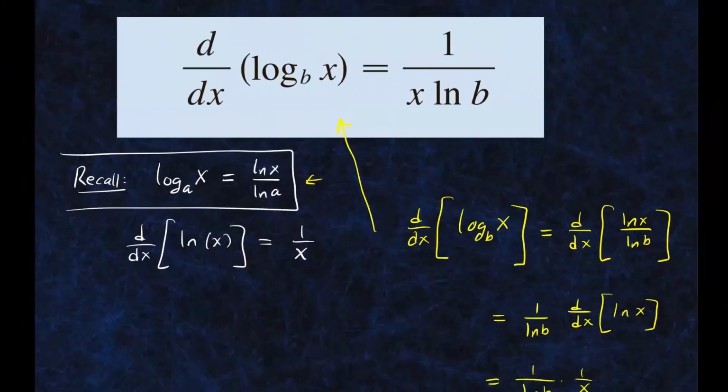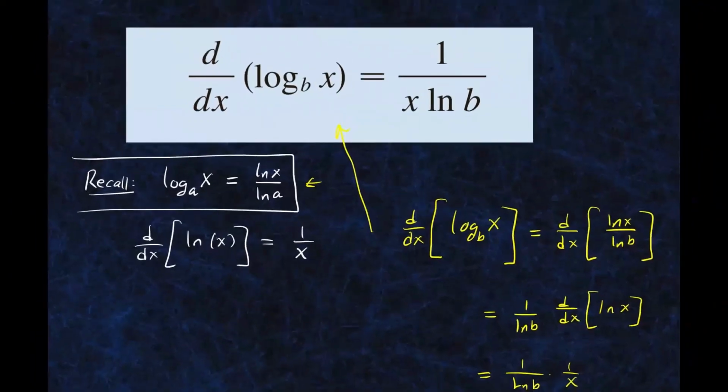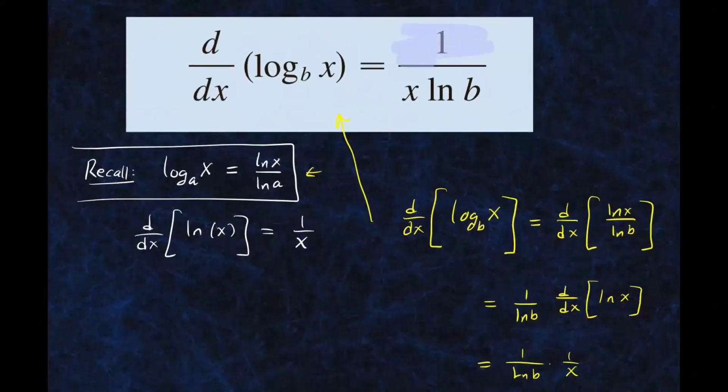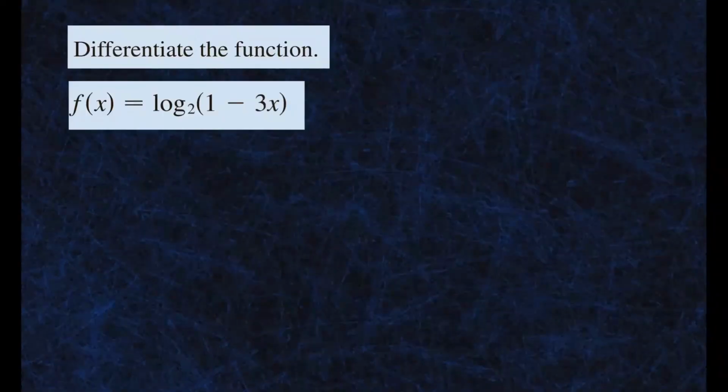So let me just zoom in a little. And this is what we got right here, 1 over ln of b times x. This is how we get it. Let's try some examples. Let's differentiate this function. So we have log base 2 of 1 minus 3x. We're going to be using the chain rule, but before that I'm going to change it to natural log.